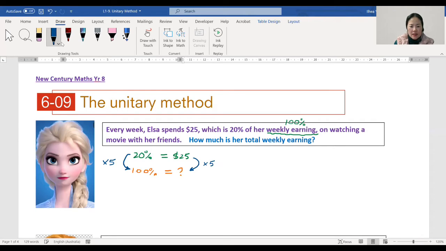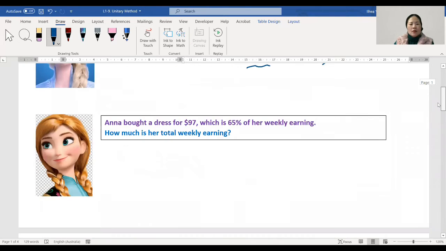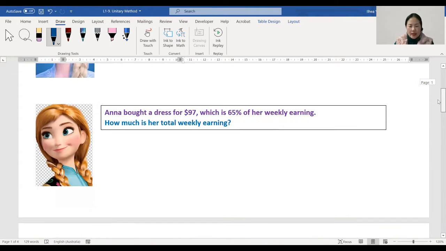Why? Because it says equal. Whatever you do on your left, it's got to be exactly the same on the right, so it balances up. That's what equal means, balancing. So if I do that, 25 times 5 is $125. So Elsa's weekly earning is $125. That's not too bad. Let's have a look at Anna. Of course, we can't forget Anna.